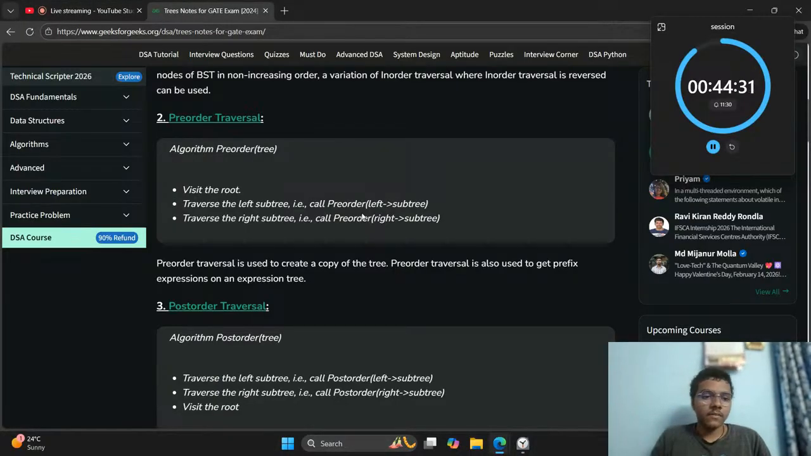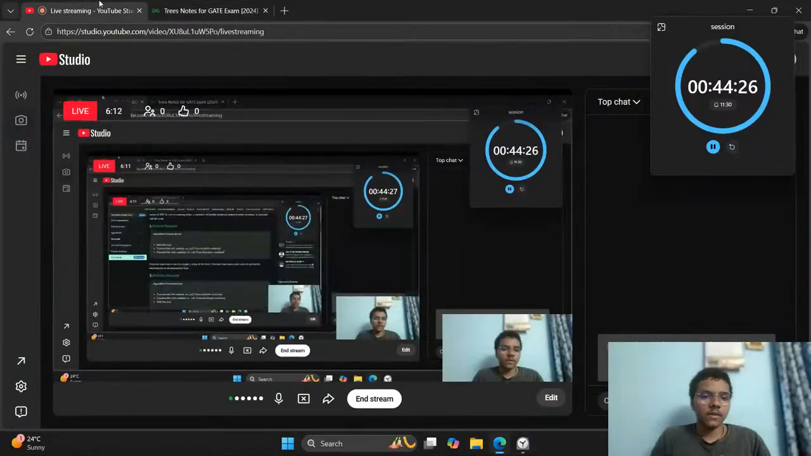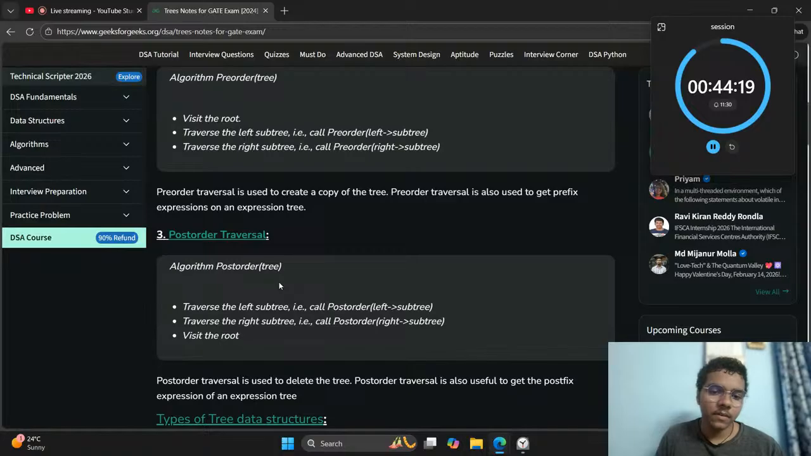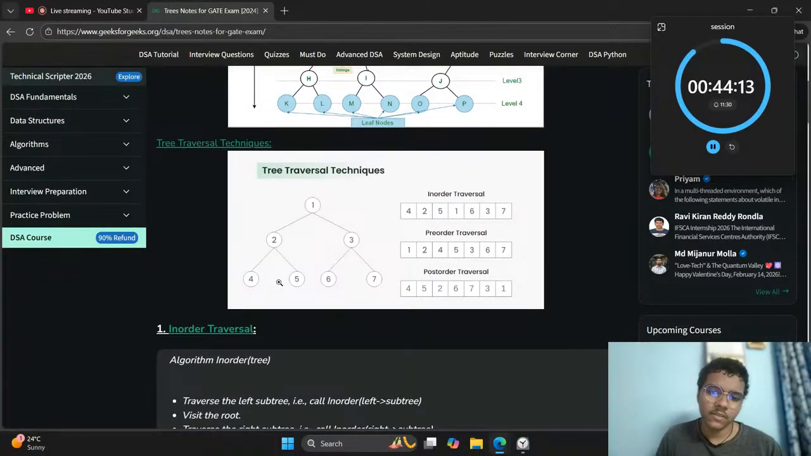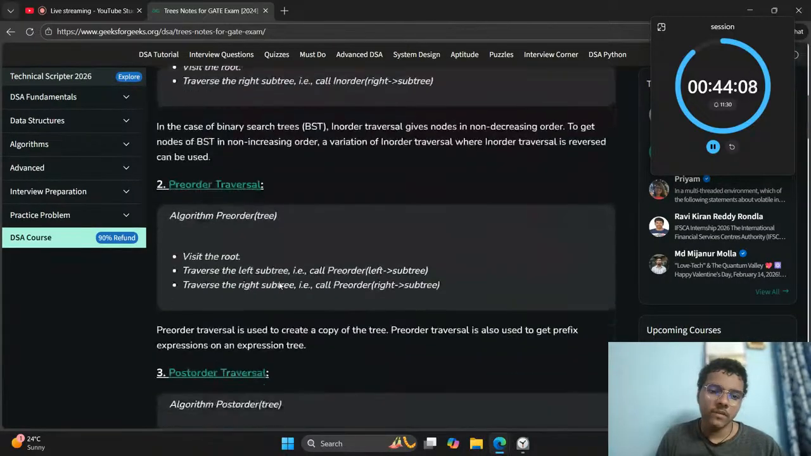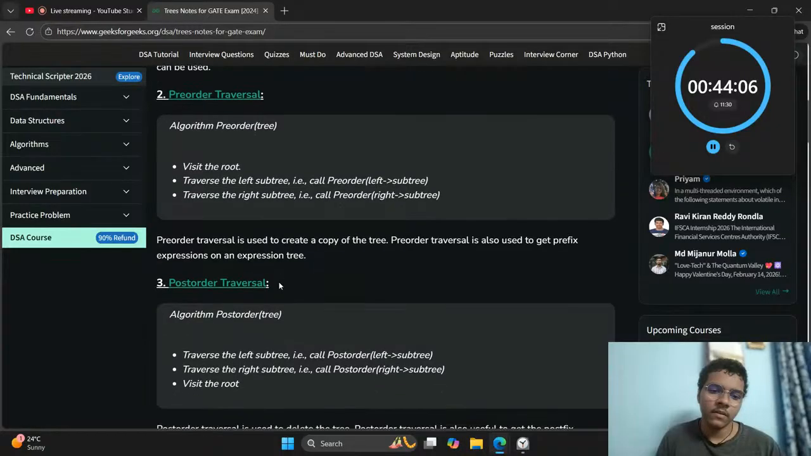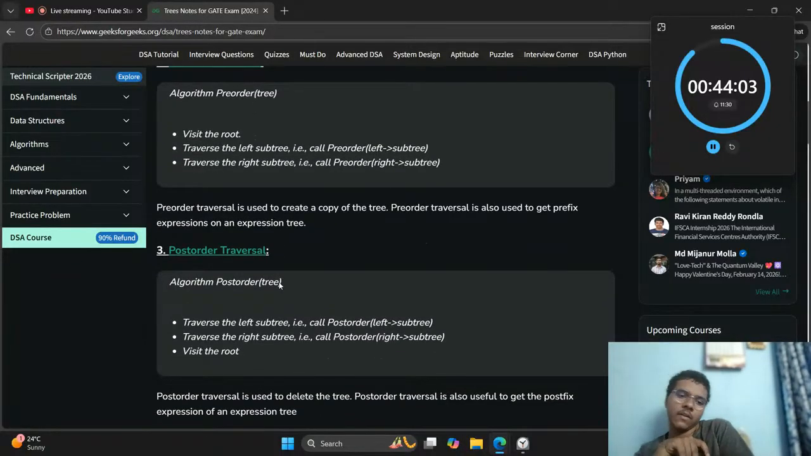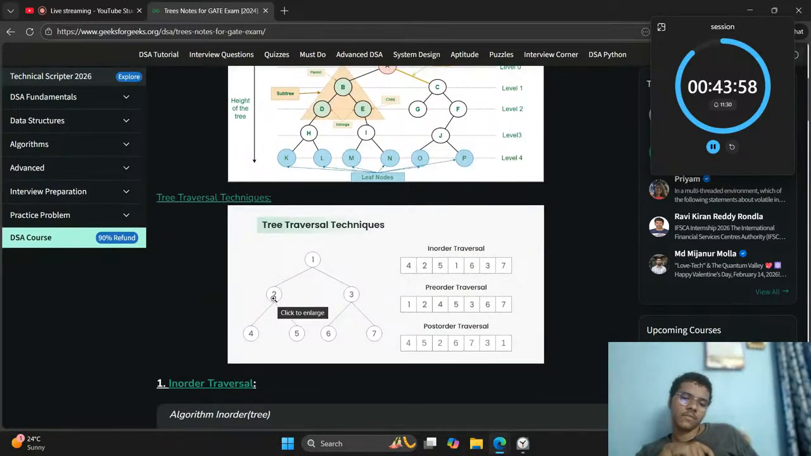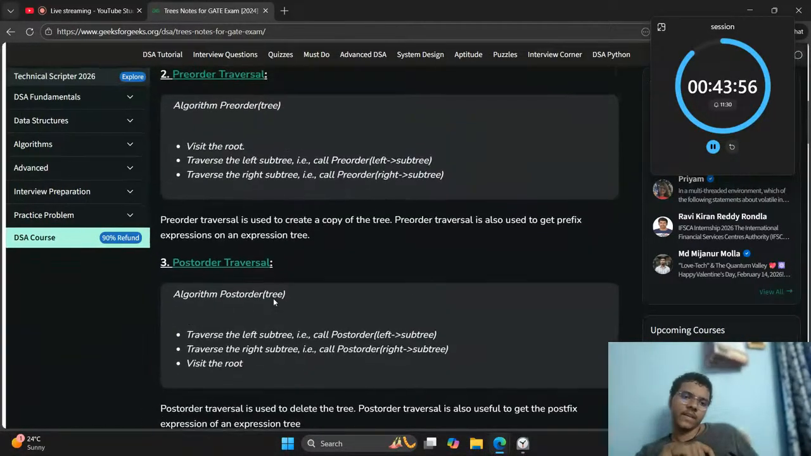Pre-order traversal: visit the root, traverse the left subtree, called pre-order, then traverse the right subtree, called pre-order. Pre-order traversal is used to create a copy of the tree. Yeah, because you have a condition. Okay, I need to check this one out.